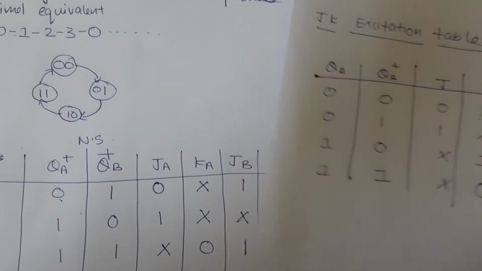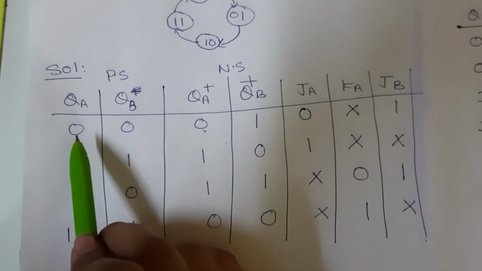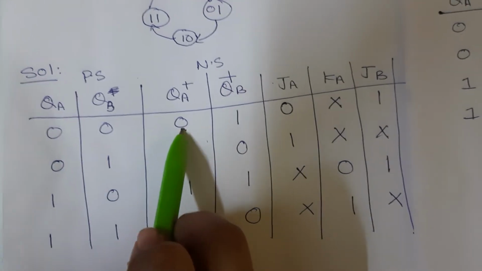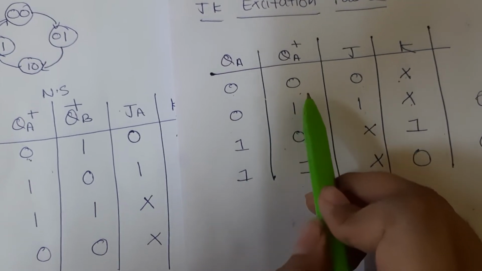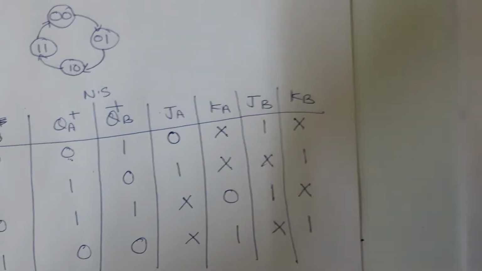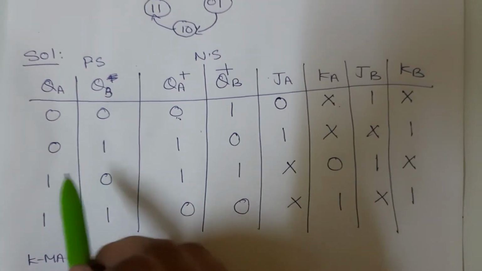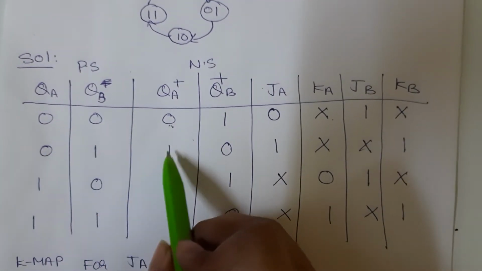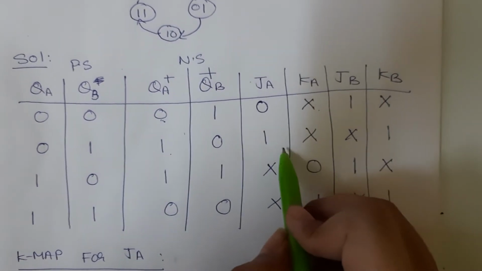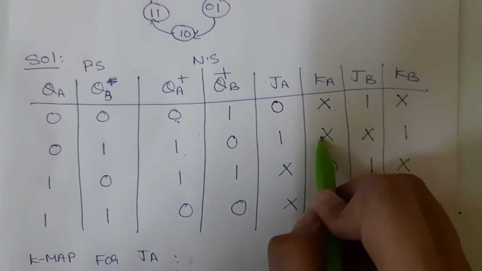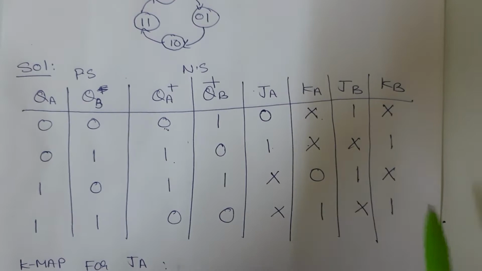So based on this, since QA is 0 and QA plus is also 0, we know it is 0, 0, so my J and K values are 0, don't care. So I will just fill 0, don't care here. Same way, QA is 0, QA plus is 1. So when we know it is 0 to 1, my values are 1, don't care. So similarly, based on the excitation table, I will fill my entire truth table.